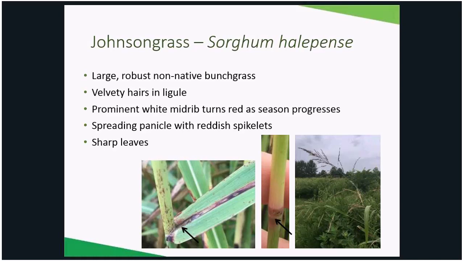It does put out a spreading panicle with reddish spikelets, and it has very sharp leaves. So I'm not recommending that you go out and test for this, but if you're out by a patch of grass and you rub up against it and it's very sharp, that's a clue that it could be Johnson grass. Now, a lot of our native prairie grasses also have sharp leaves, but this is one more clue that that's what you could be looking at.